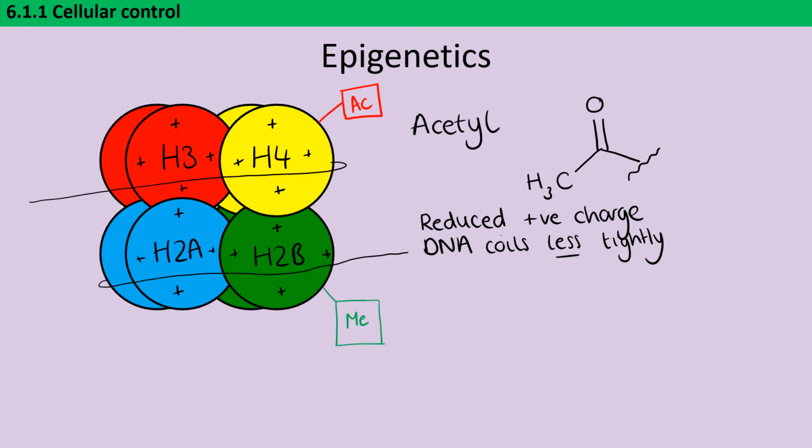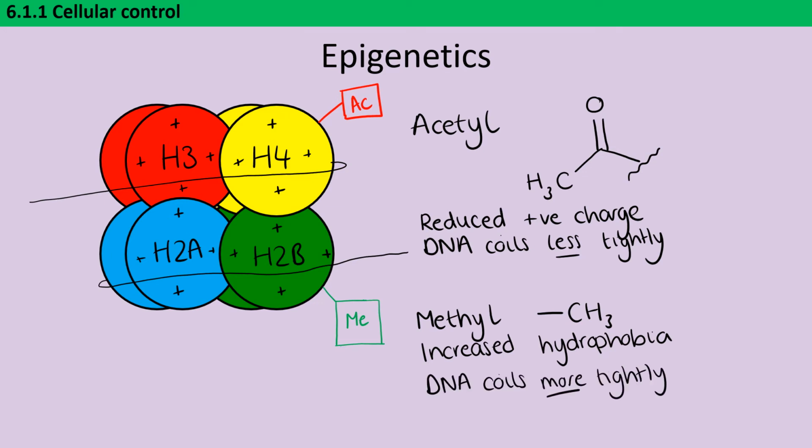In contrast to this, another thing that we can add to a histone group is a methyl group. And again, if you're doing chemistry, you'll be very familiar with what that looks like. And what a methyl group does is it increases how hydrophobic they are. And as a result of that, the DNA coils more tightly, and therefore it's even harder for RNA polymerase to interact with it, and transcription will decrease even more.